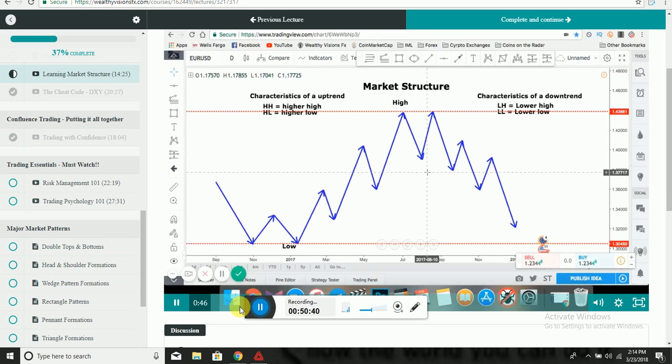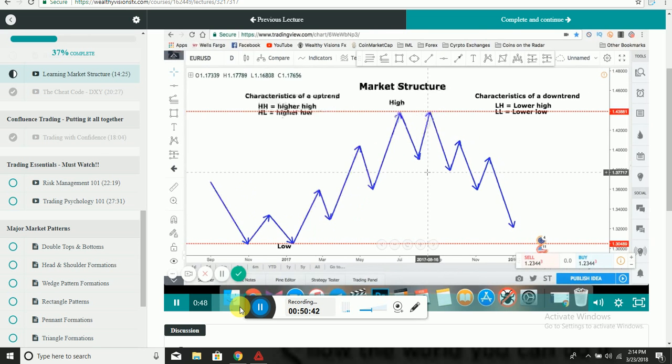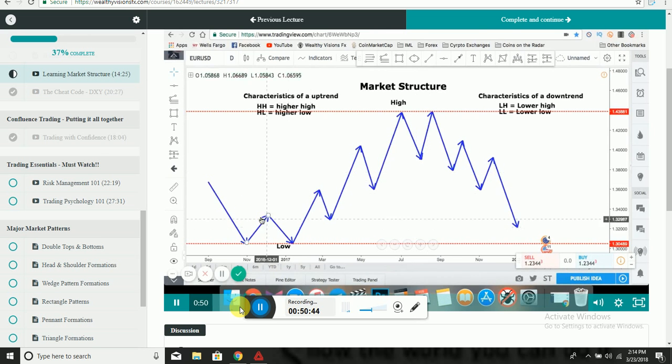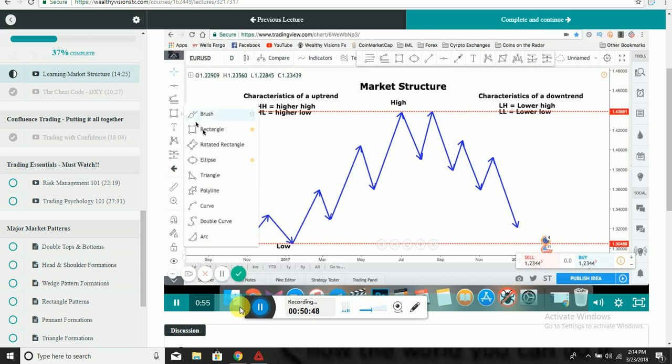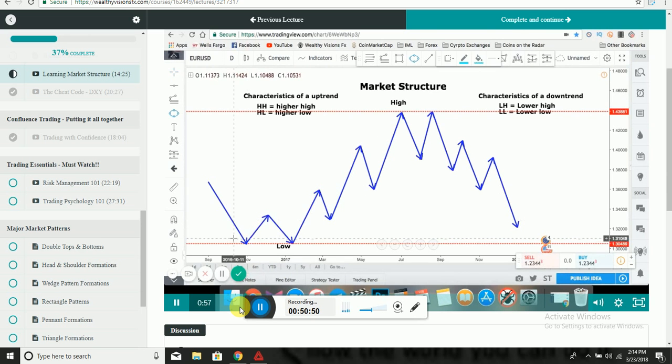Now with market structure, when we're talking about market structure, we're talking about places where price went and failed. Like this right here is a market structure point that I'm going to be paying attention to. Why? Because it came here and failed, and it double bottomed. This also is market structure, because it's also another place where price failed.